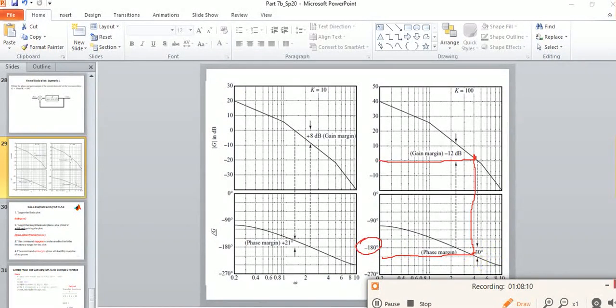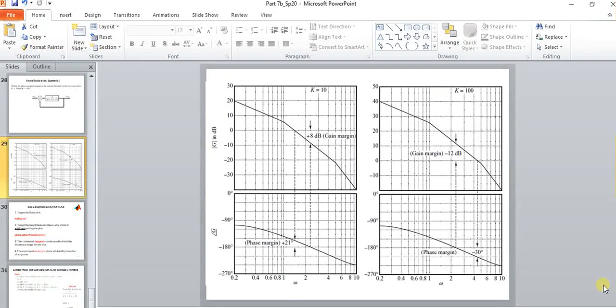Why 30 degree? Because this is minus 210 degree, so this difference is 30. Now since both margins are negative here, the system is unstable. This is the use of Bode plot. This tells us clearly what happens when the k value, the gain, is changed.